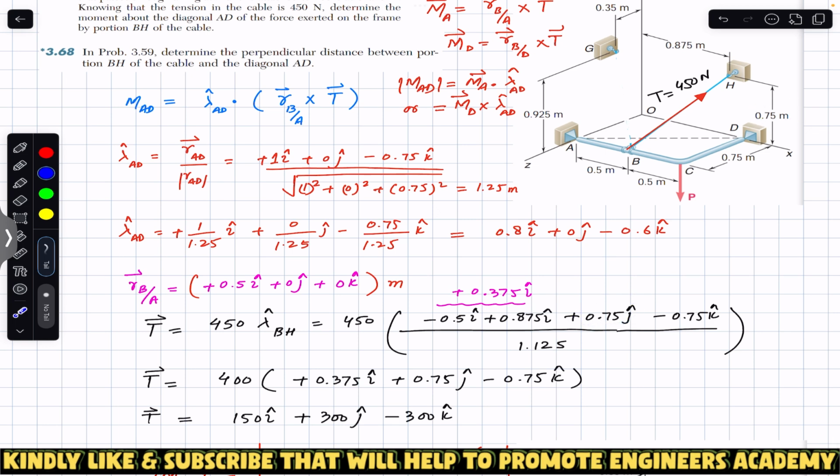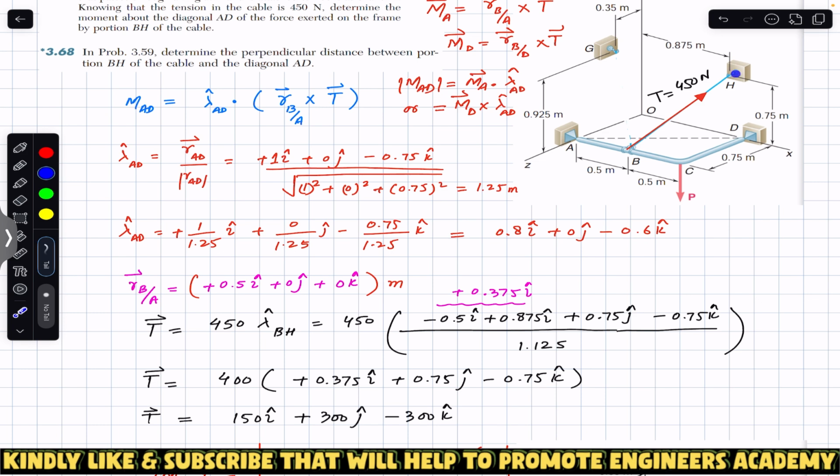So we have traveled 0.5 meters in the negative x, 0.75 in the negative z, 0.875 in the positive x, and then from here 0.75 in the positive j. So we can add both of these I terms. When we add both of these, we will get 0.375 in the positive I.